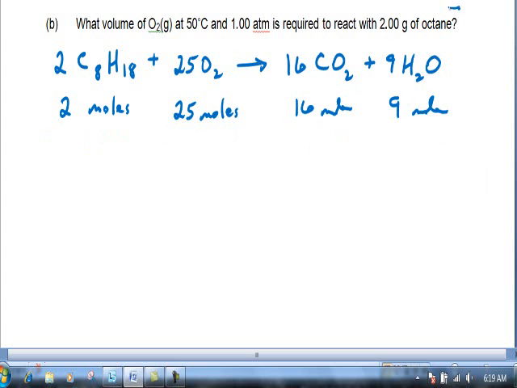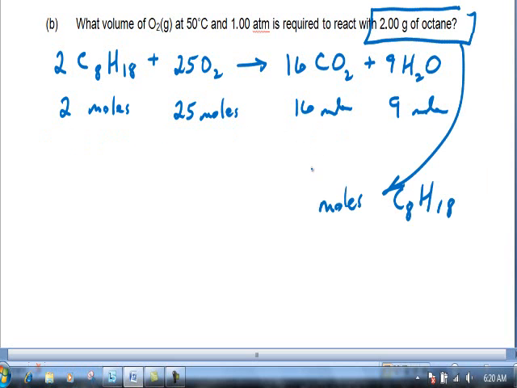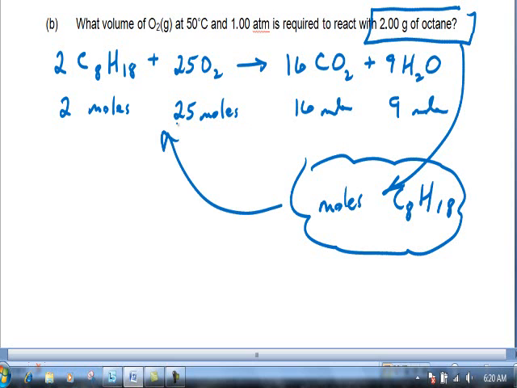However, we're given octane in a mass of 2 grams. So our first order of business is we have to switch the mass of octane to moles of octane so we can then use our ratio from the balanced equation to determine how much oxygen we'll need to react with all of our octane sample.